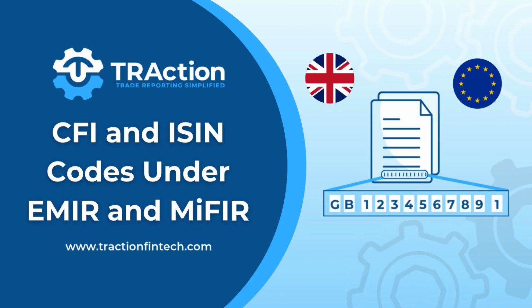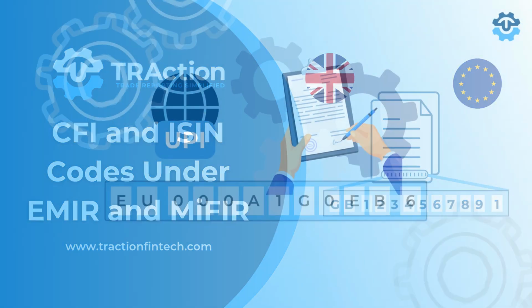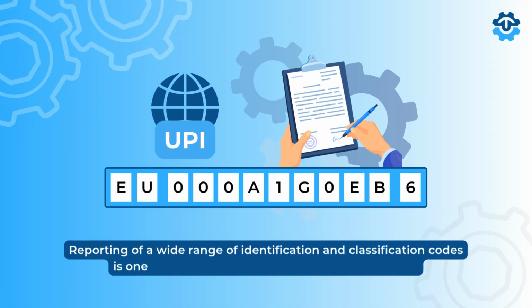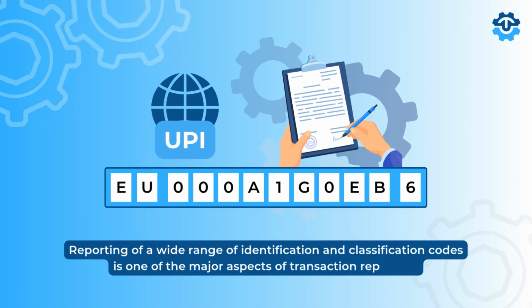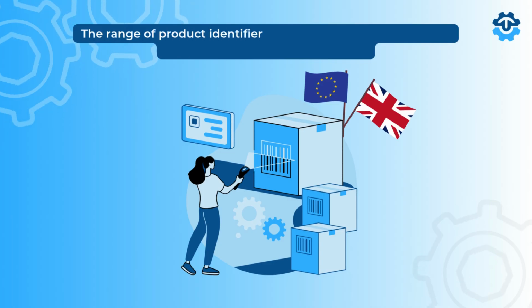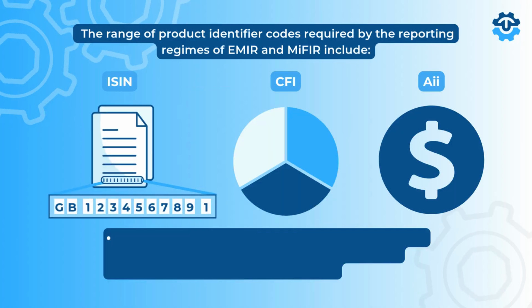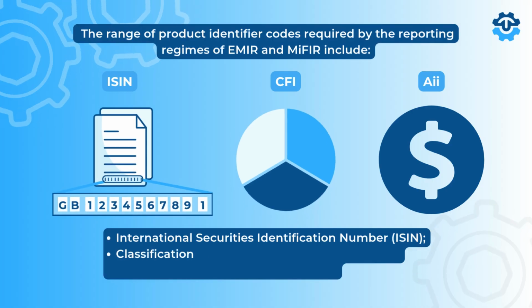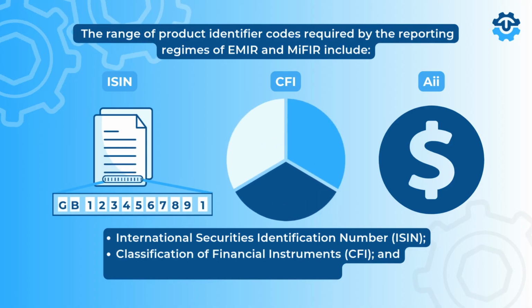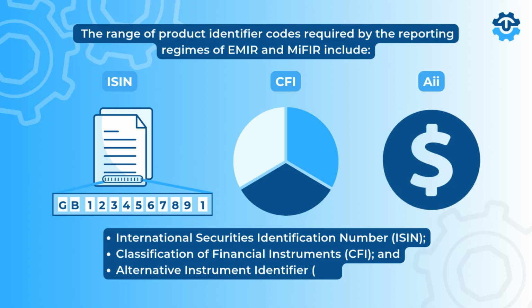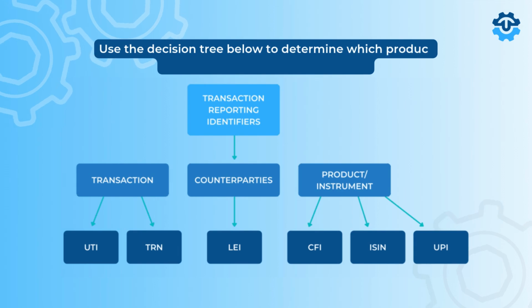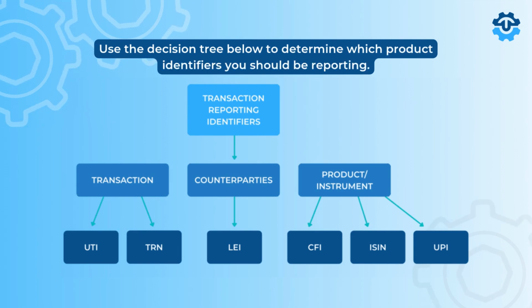CFI and ISIN codes under EMIR and MiFIR. Reporting of a wide range of identification and classification codes is one of the major aspects of transaction reporting. The range of product identifier codes required by the reporting regimes of EMIR and MiFIR include International Securities Identification Number, Classification of Financial Instruments, and Alternative Instrument Identifier. Use the decision tree below to determine which product identifiers you should be reporting.